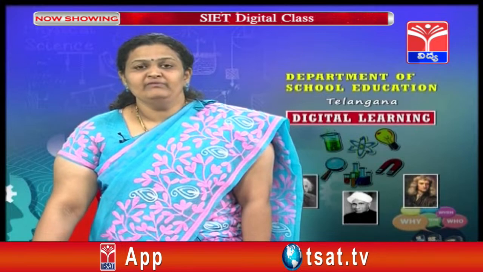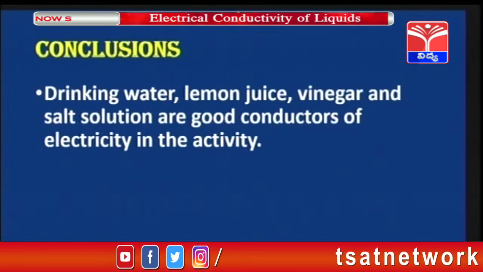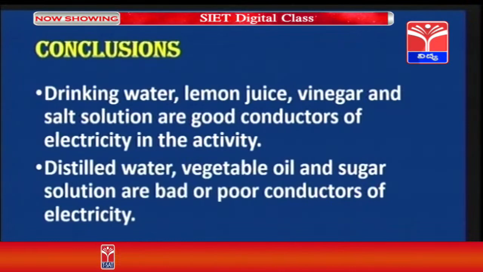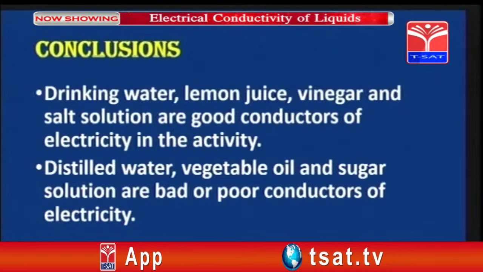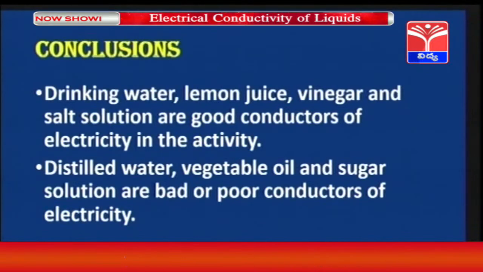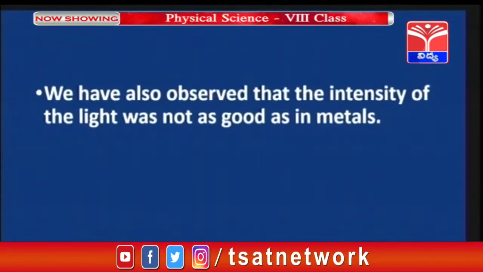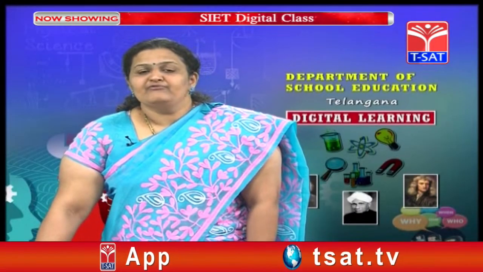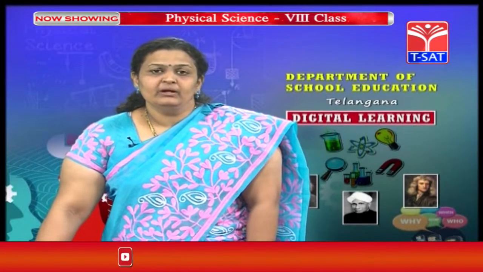Right, children? What do we conclude from this activity? Drinking water, lemon juice, vinegar and salt solution are good conductors of electricity, whereas distilled water, vegetable oil and sugar solution are bad or poor conductors of electricity. We have also observed that the intensity of the light was not as good as in metals. While performing the activity, we have noticed that the glow in the bulb was a little bit lesser compared to the use of the metals.